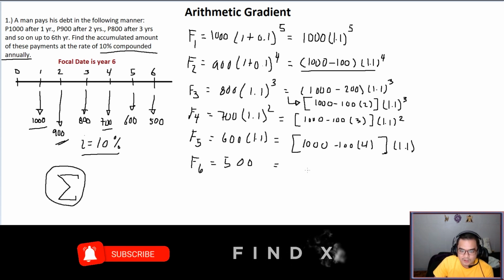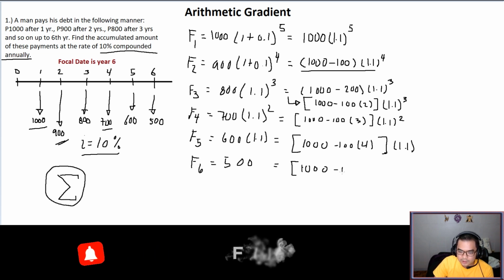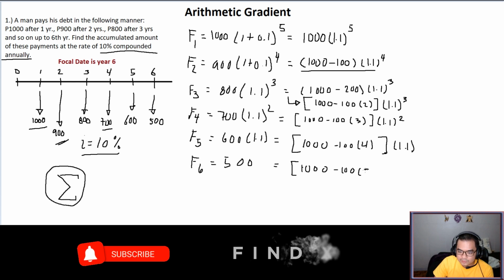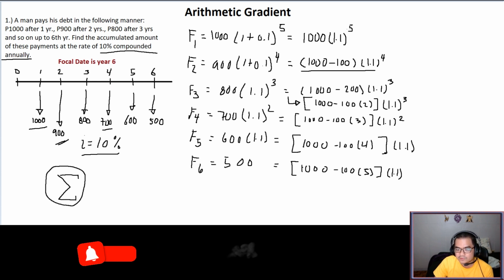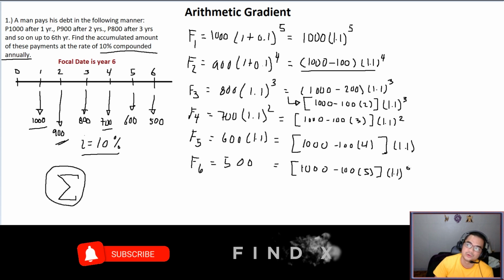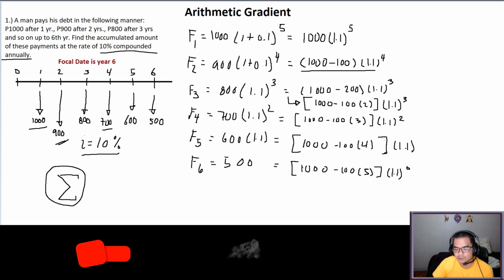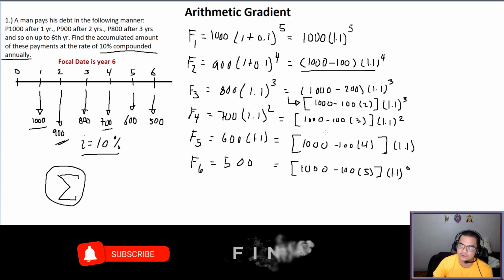Okay. For the last one, this will become 1000 minus 100 times 5, 1.1 raised to what? As you can see, the 5, 4, 3, 2, 1. So this must be raised to 0, which is just equal to 1. So that will become 500 also. So now, looking at those, you get a pattern or a formula.